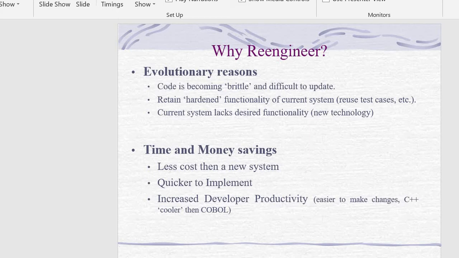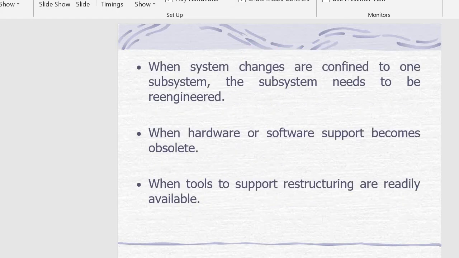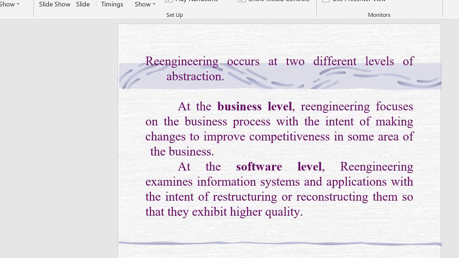Second is the time and money saving: less cost than a new system, quicker to implement, and increased developer productivity. For example, it is easier to make changes in C++ than in COBOL. So when system changes are confined to one subsystem, the system needs to be re-engineered. Or in a case when hardware or software support becomes obsolete, in that case also we think of re-engineering. When tools to support restructuring are readily available, we can plan and go for re-engineering.